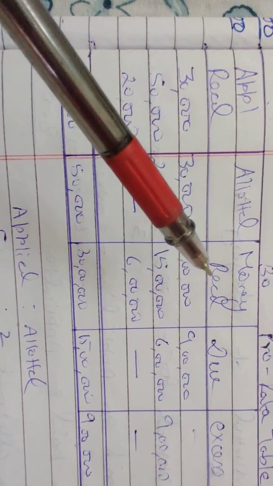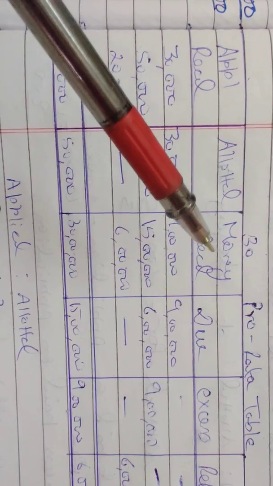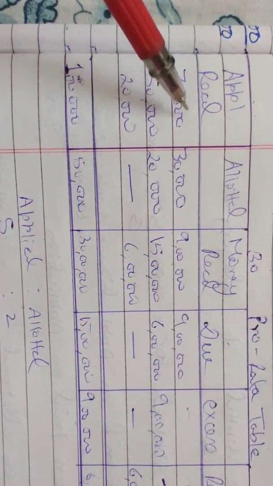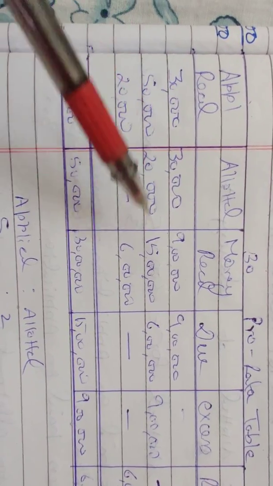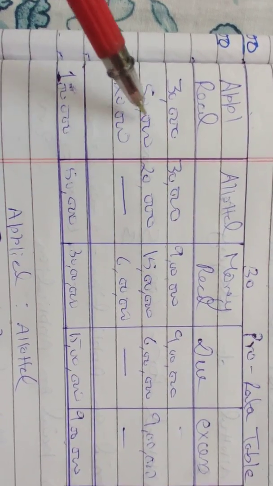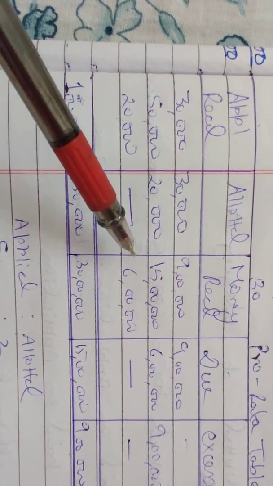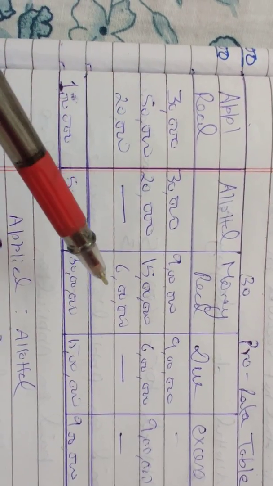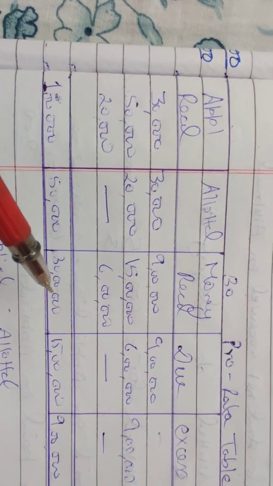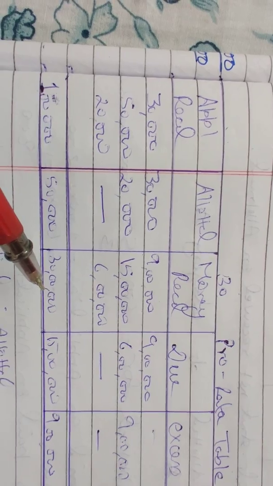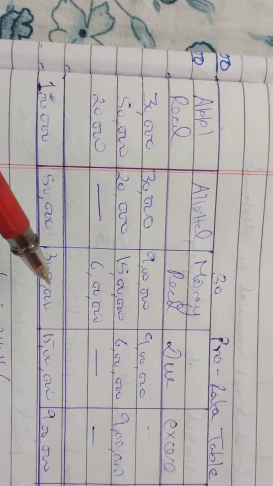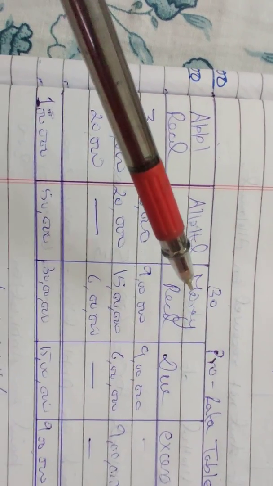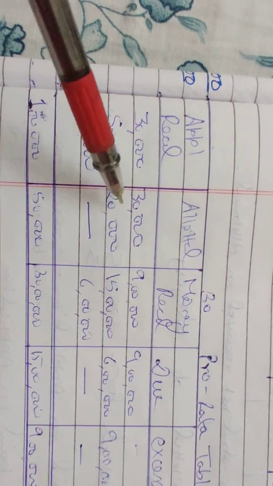Now we will calculate the third point, money received. Clear? So money received on application is rupees 30. So multiply the third column with the first, application received. 30 into 30,000, 9 lakh. 30 into 50,000, 15 lakh. 30 into 20,000, 6 lakh. So total money received is 30 lakh.